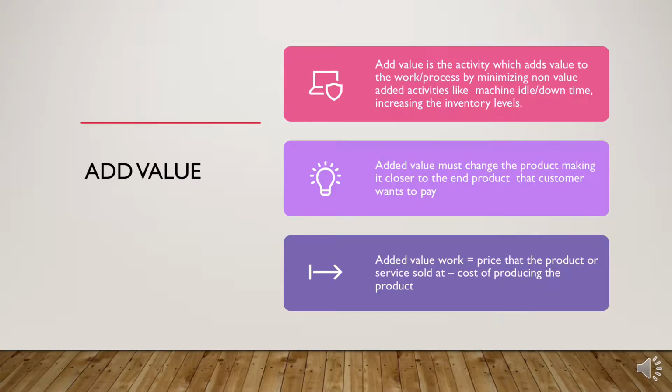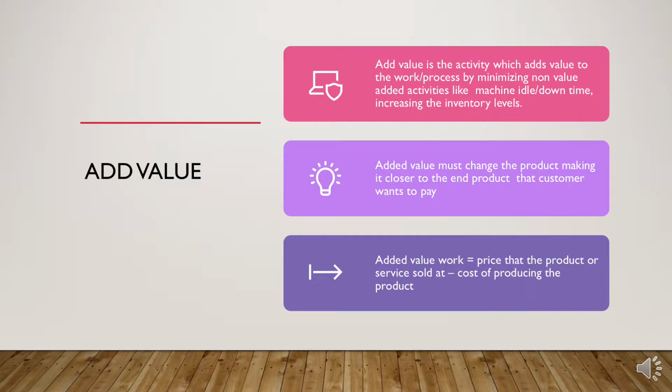Add value is one of the finest techniques used by the Toyota Production System to minimize waste. So what is meant by add value? Add value is the activity which adds value to the work or process by minimizing the non-value added activities, like machine idle time, machine downtime, or increasing the inventory levels. These are all non-value added activities. So add value is the technique which adds value to the work and minimizes the non-value added activities.